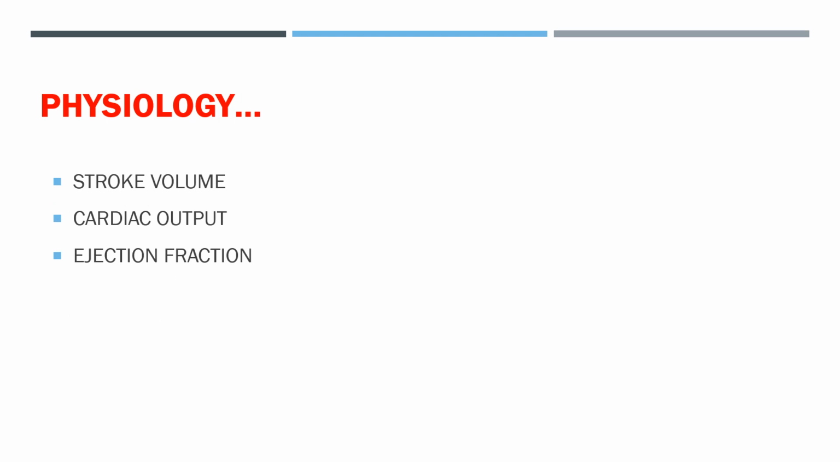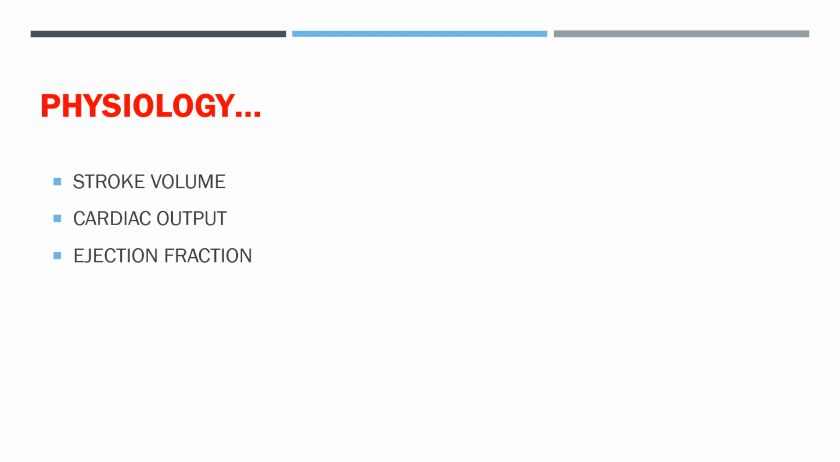There are a few terms that you have to know. First is stroke volume, that is the amount of blood that is ejected from the ventricles during each contraction. The ventricle receives blood from the atria, and that blood is ejected out to the great arteries during ventricular systole. The amount of blood ejected during each contraction is known as stroke volume, and the amount of blood ejected in 1 minute is known as cardiac output.